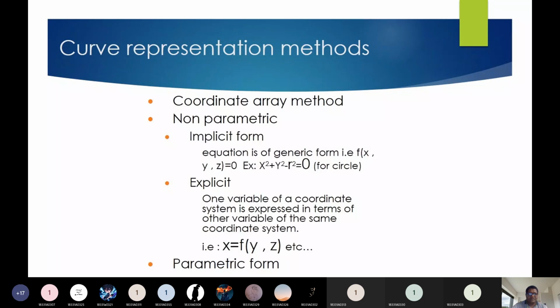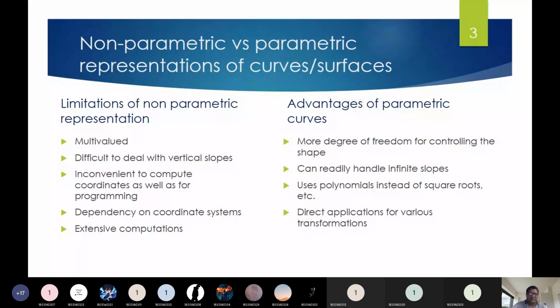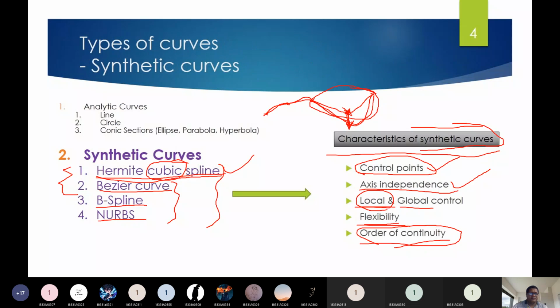curve representation methods. All these things were already discussed, and we also understood the differences between non-parametric and parametric, and what are the advantages of parametric form compared to the non-parametric form, and all those things we already discussed. All these slides you can easily understand, right? The limitations of non-parametric and the advantages of parametric curves. All these things are completely discussed. Even all these markings are related to the last class.